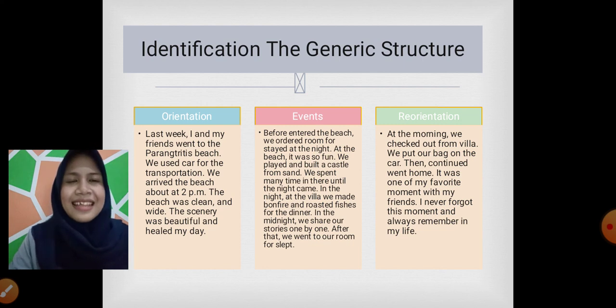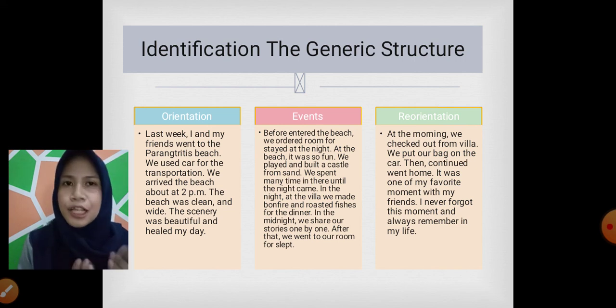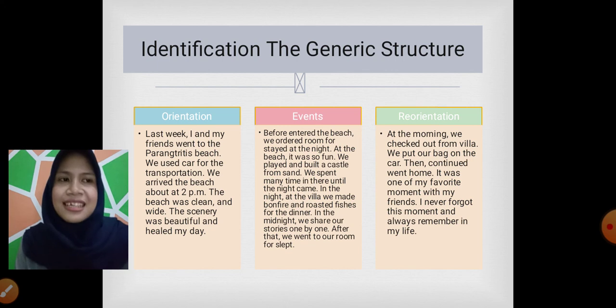Okay, that's all from my explanation about recount text. I hope you all understand my explanation about recount text, and I hope you create a recount text based on your experience, and you have to use the language features and connections, and you have to identify the generic structures. Okay, I think that's all for my explanation about recount text.